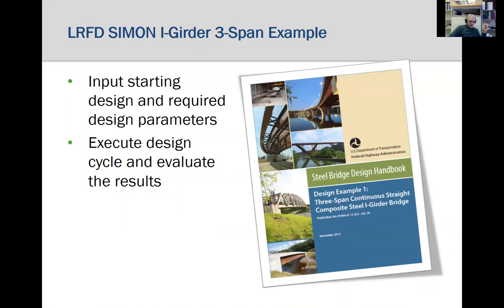We will finish this part of the lecture before we get into the example by looking at the initial design and overview of Simon for a 3-span continuous plate girder bridge for a 455-foot long bridge. The specific I-girder example we are going to use is design example one, taken from the NSBA Steel Bridge Design Handbook. This design example is delivered as part of the Steel Bridge Suite and can be referred to for additional details regarding the specific design checks that are made by Simon.